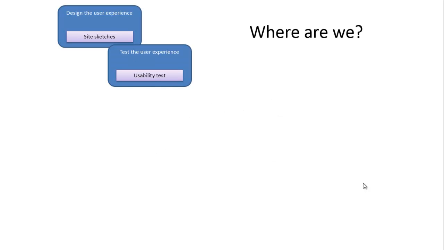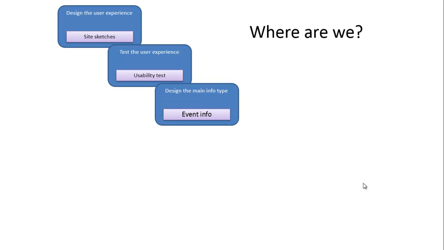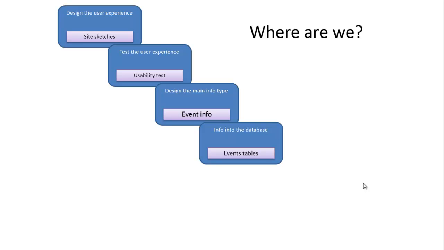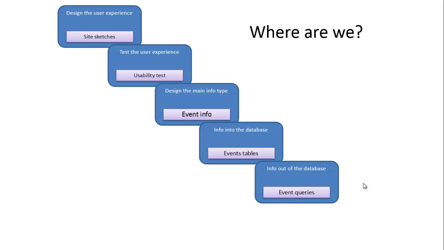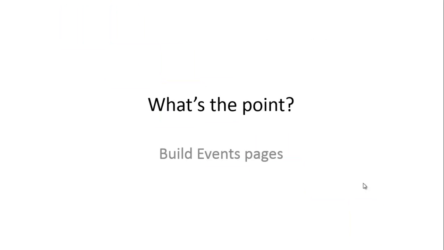Remember, you started from designing a user experience and doing some sketches, to testing that experience, to designing your main kind of information, which is events, putting those events in an event table in the database, getting it out of the database last week with queries, and this week getting the stuff that you've gotten out of the database with queries onto the web page. All right, let's get started.